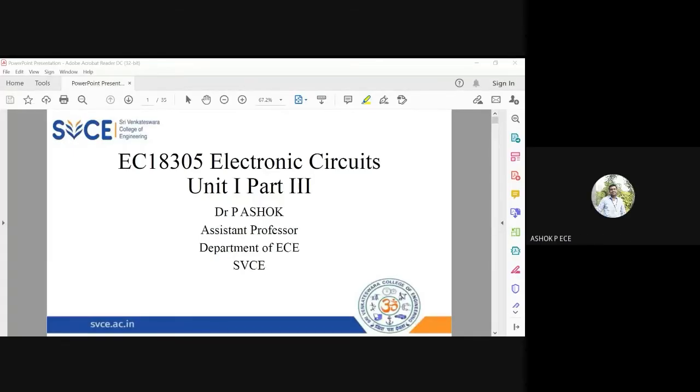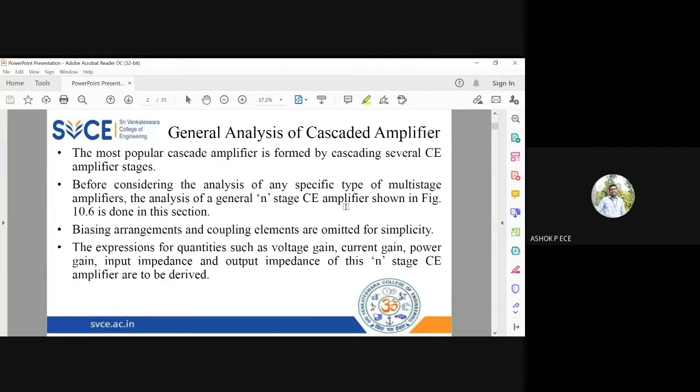So we are into the final portion of unit 1 where we are going to see about cascading of amplifiers. Last class we have seen the basics of cascading. We go for cascading when we are not satisfied with a single amplifier for a specific application. We want the gain to be very large. That cannot be achieved by a single common emitter amplifier. So we are going to use cascading of multiple common emitter amplifiers.